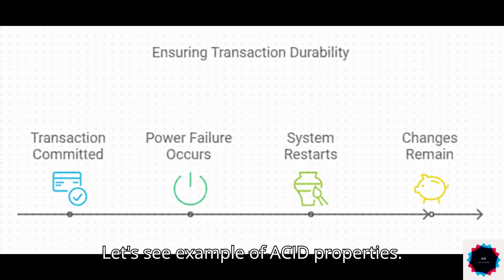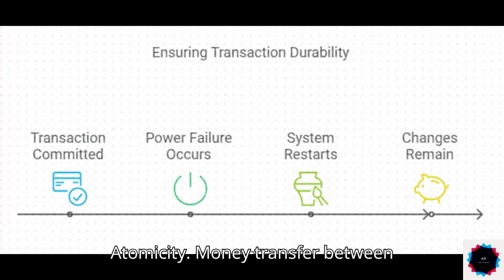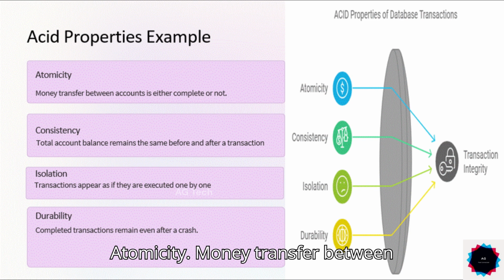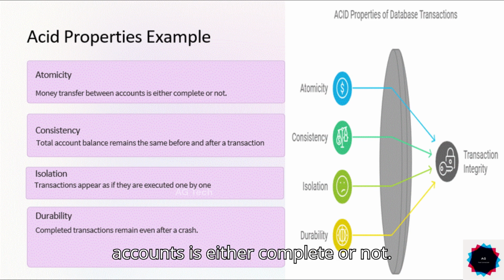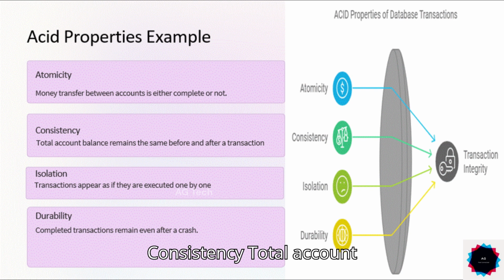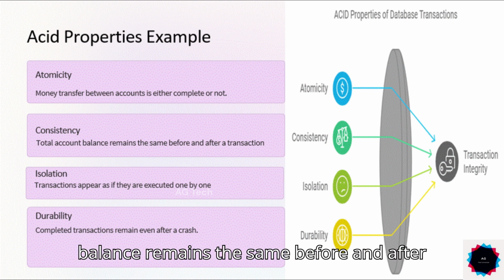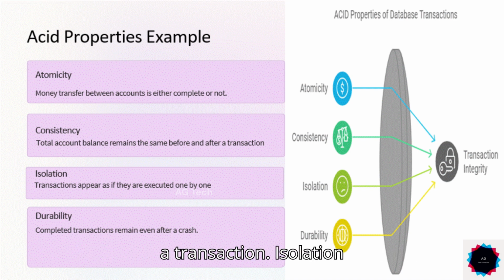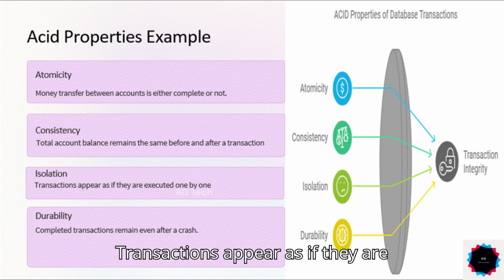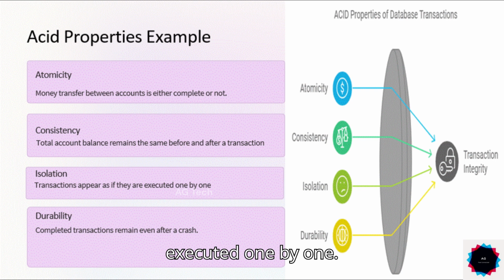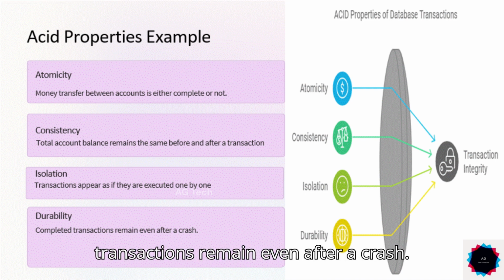Let's see a summary of the ACID properties. Atomicity. Money transfer between accounts is either complete or not. Consistency. Total account balance remains the same before and after a transaction. Isolation. Transactions appear as if they are executed one by one. Durability. Completed transactions remain even after a crash.